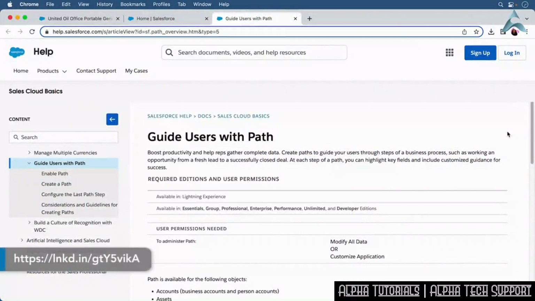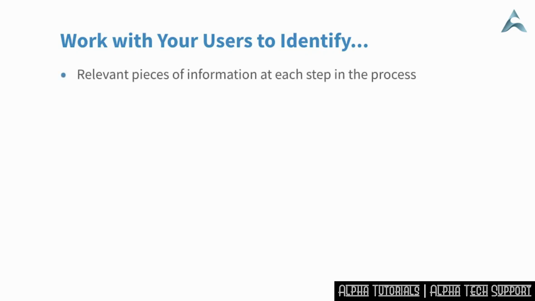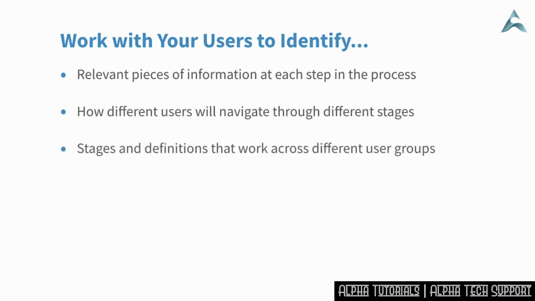You can find a full list of the objects available. You can enable Path Settings, along with other relevant information like guidelines here. Before you customize your sales processes and paths, be sure that you've worked closely with your users to better determine and define the different stages. You will need to find relevant pieces of information in each step in the process, how different users may navigate through their different stages, and identify the stages themselves along with a definition that works across different user groups. Once you've done that, you're ready to proceed.